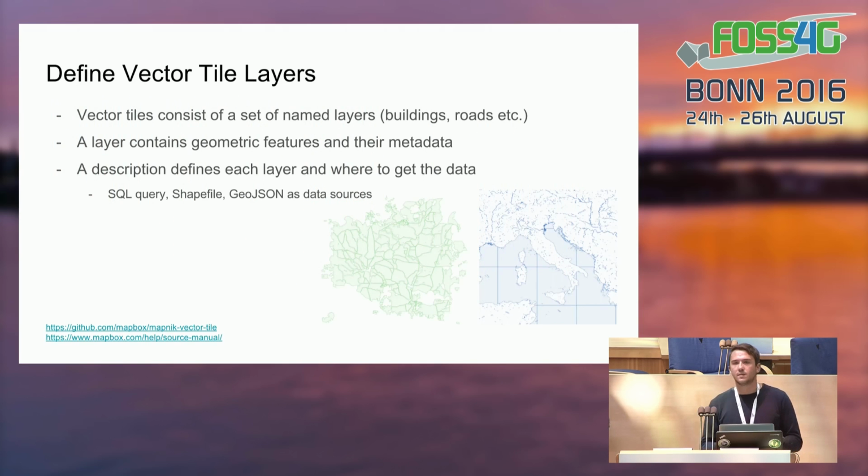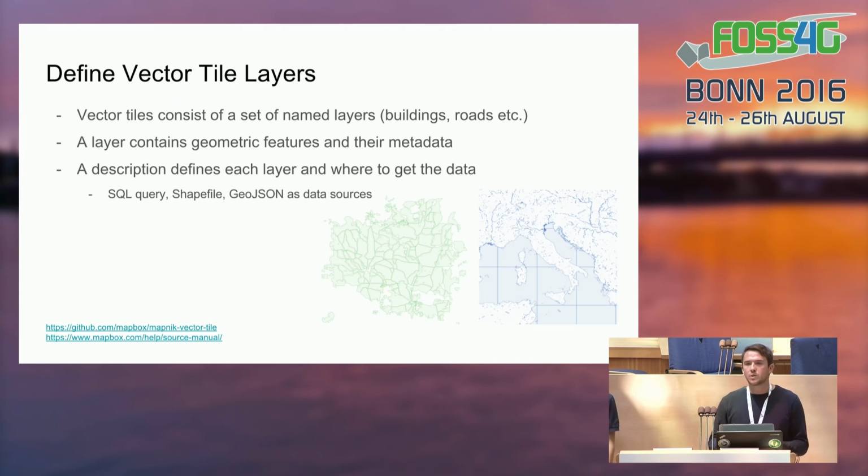So now everything is in the database. All the data we want to have in the vector tiles afterwards is there. Now we are ready to create the vector tiles. But before we can do that, we actually need to define how this data should be arranged inside the vector tiles. For this, we need to know a little bit more about what actually is inside a vector tile. A single vector tile consists of a named set of layers. This could be a building layer, a road layer, a water layer, whatever you want. And each of these layers contains the geometric features and their metadata.